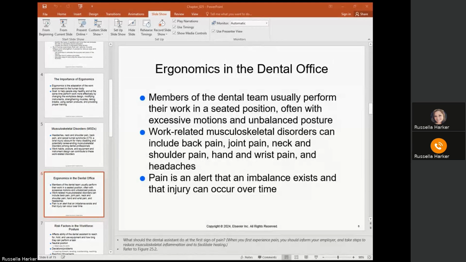Now, you see that that feels more comfortable because it is a more relaxed position. These musculoskeletal disorders can include back pain, joint pain, neck and shoulder pain, hand and wrist pain, and headaches. Pain is what alerts your body that an imbalance exists and that an injury can occur over time. So at the first sign of pain, you should inform your employer and take steps to reduce that musculoskeletal inflammation and facilitate healing.